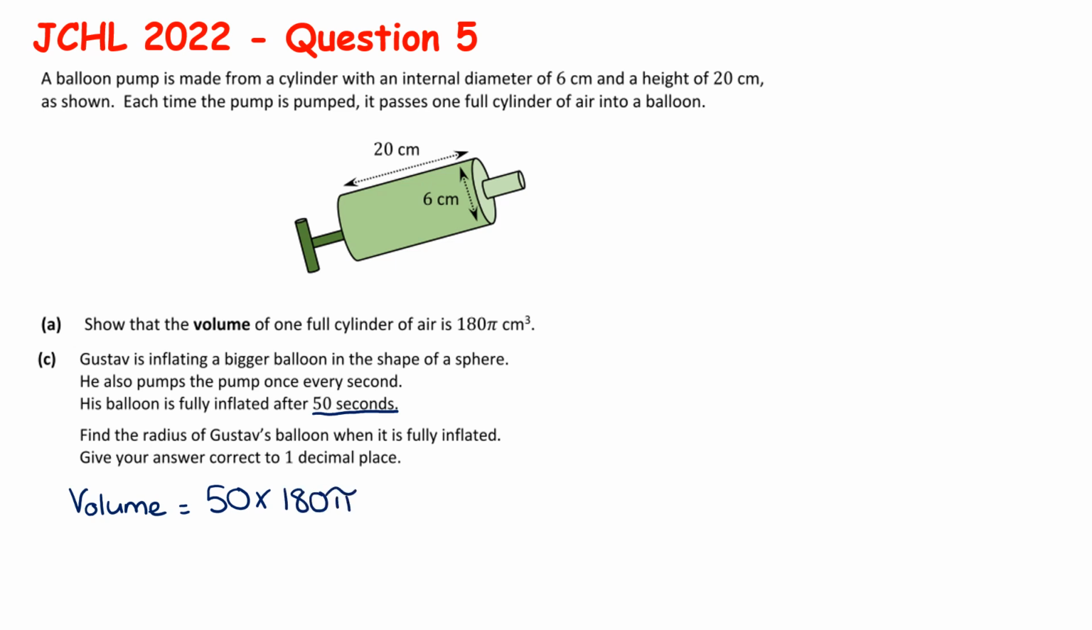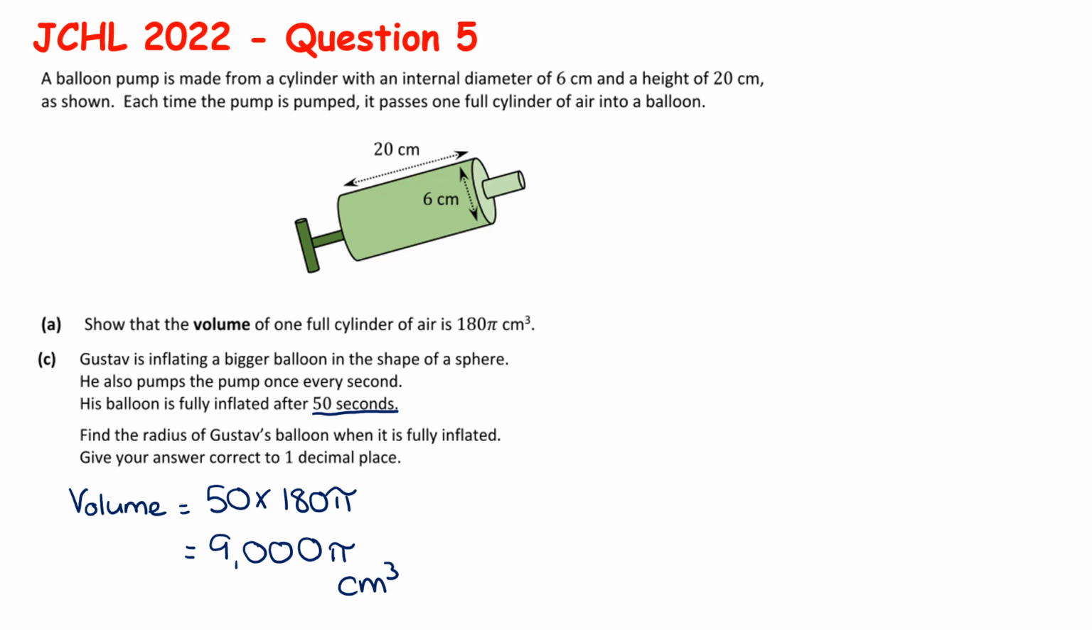180 pi. Now, if you looked at this and said, oh, well, actually, since it took 25 seconds to inflate it in the last part, then this balloon must be twice the volume of the previous one. The previous one was 4,500 pi centimeters cubed, and this one is double that, so that is 9,000 pi centimeters cubed. So if you want to work in a different way to get that 9,000, that's absolutely perfect. There are a few ways to do it. The real question happens now, and it's working backwards to get the radius.